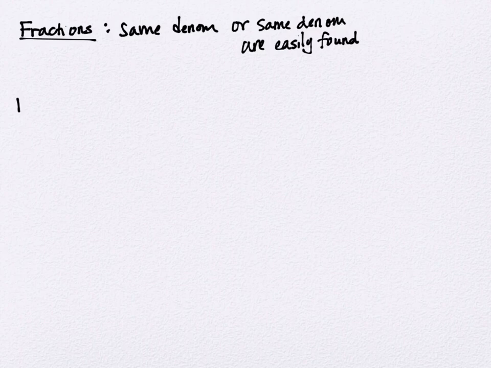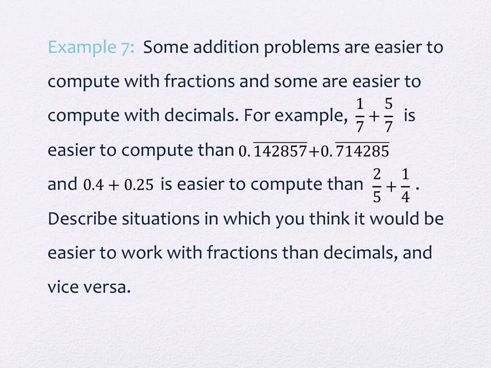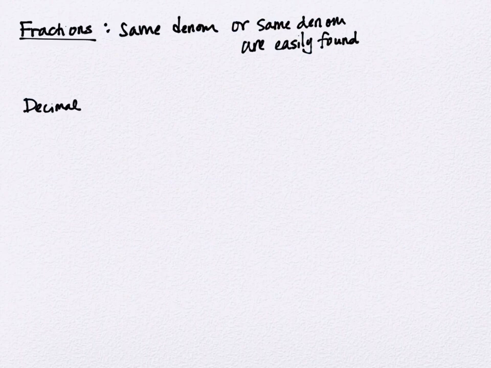When is it easier to work with decimals? Or if you prefer, you can say, when is it not easy to work with fractions? When are decimals easy versus when are they not easy? What about these decimals made it hard? They're repeating. What's the opposite of a repeating decimal? Terminating. Yeah. So decimals that are terminating are easier to work with.